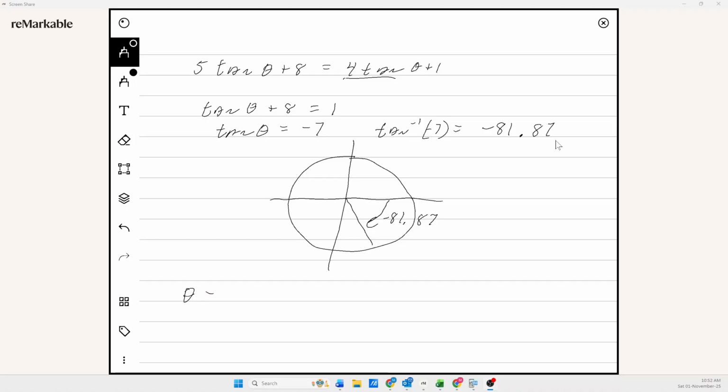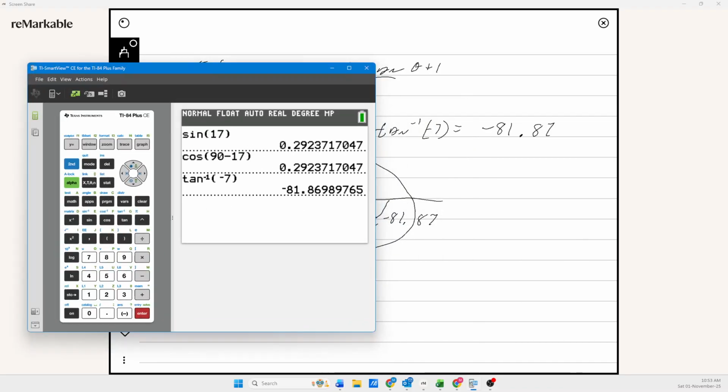Now what I'm going to have to do is find my thetas, and there are going to be 2 of them. Theta is going to be 360 minus 81.87, and my other theta is going to be over here, with this same reference angle of 81.87. So this is going to be 180 minus 81.87. Let's bring up our calculator and do those 2 real quick.